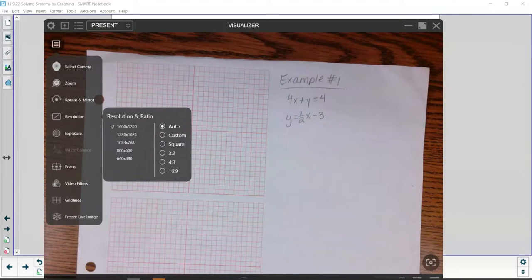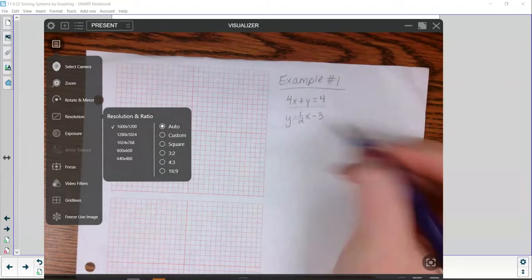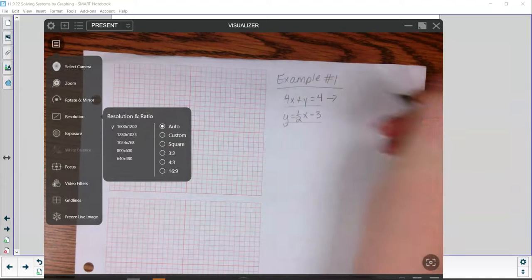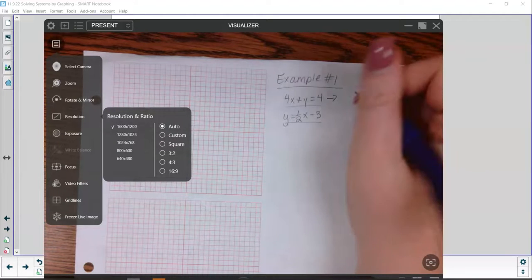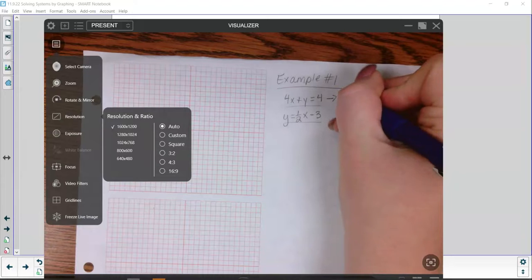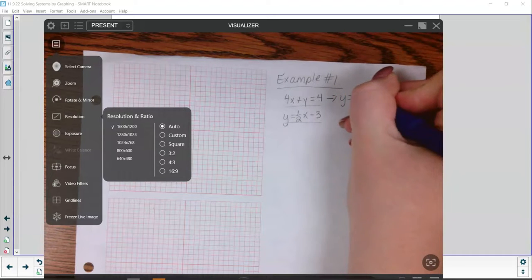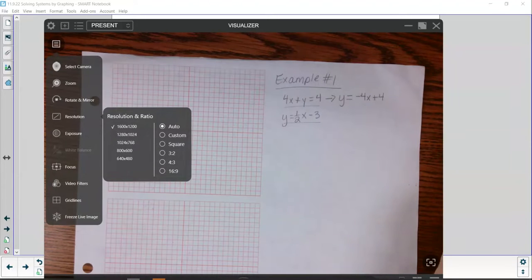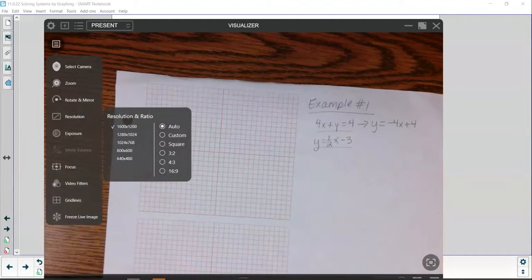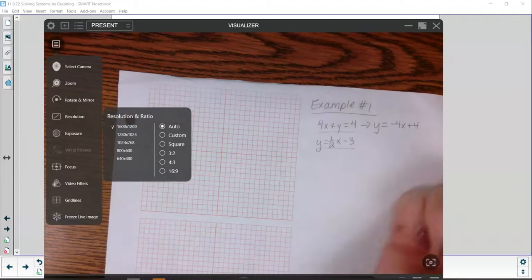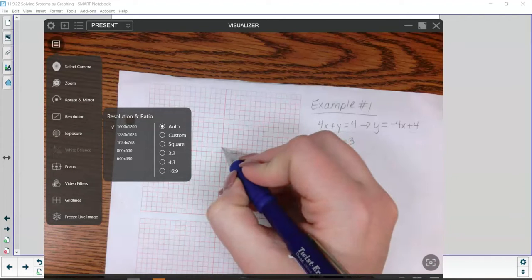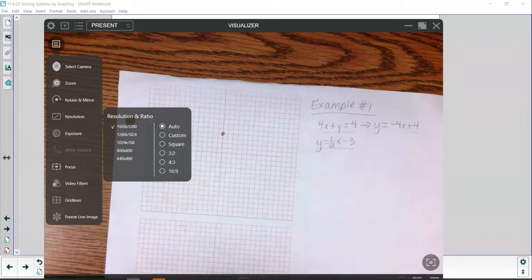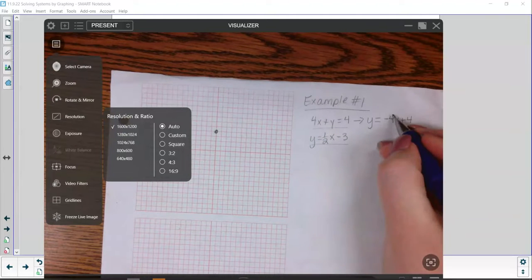So example 1, we have 4x plus y equals 4 and y equals 1/2 x minus 3. In order to graph, we need to put this first equation in slope-intercept form. So if we subtract 4x on both sides, that's going to give me y equals negative 4x plus 4. Okay, so what that means, for the first line, my y-intercept is 4. So 1, 2, 3, 4 is here. Okay. And then the slope is negative 4.